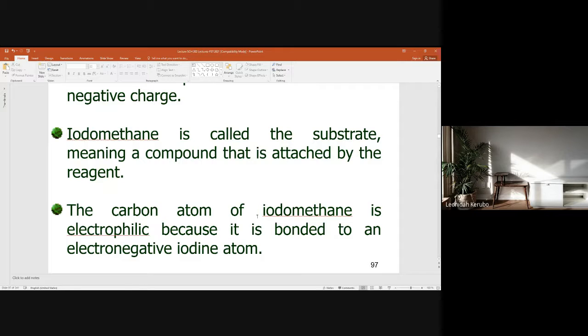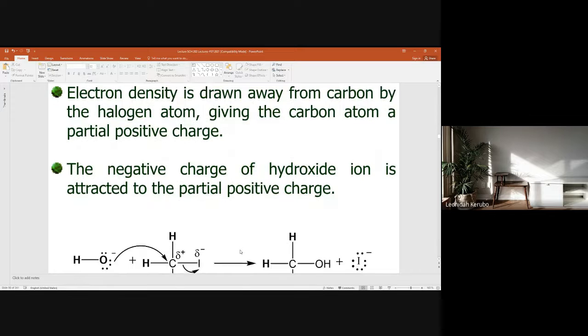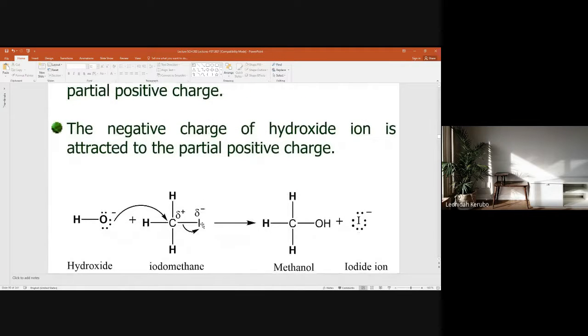So the carbon atom of iodomethane is electrophilic because it's bonded to an electronegative iodine atom. That one we already know. So here it's showing the carbon is attached to an electronegative atom, which is the halogen. Here in this case, this halogen is iodine. So when you have these two atoms forming a covalent bond, because iodine is more electronegative, the electron density tends to move towards iodine, the more electronegative atom, causing the carbon to have a partial positive charge. So it's the one which is going to attract the electrons which are negatively charged.